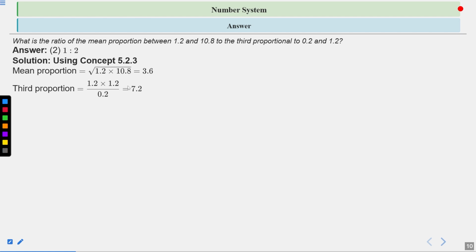Now make the ratio between them. When we make the ratio 3.6 to 7.2, we get 1:2. So second is the correct answer of this question. Next one.